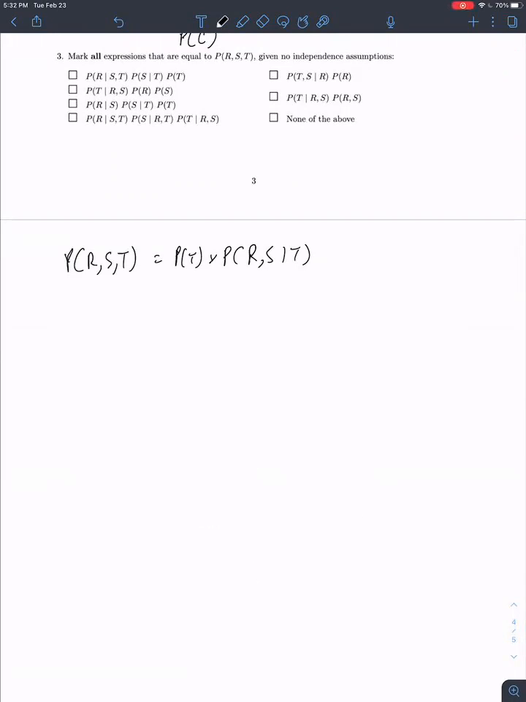And now we can do the same trick to the right hand thing. So probability of R and S given T is probability of S given T times probability of R given S and T. But that's just exactly the thing that's up there. So this one is equal. Very good. Okay. How else could we do it?